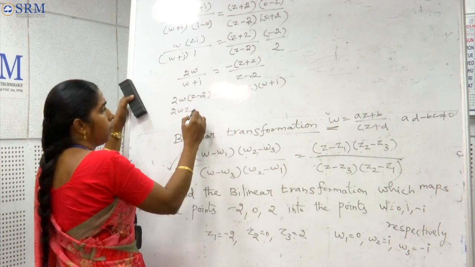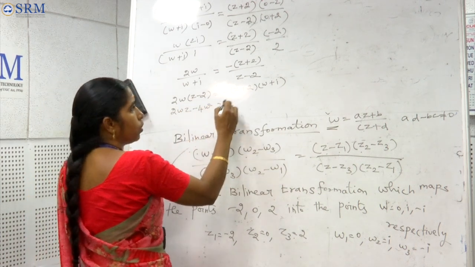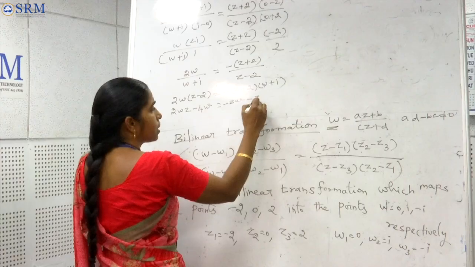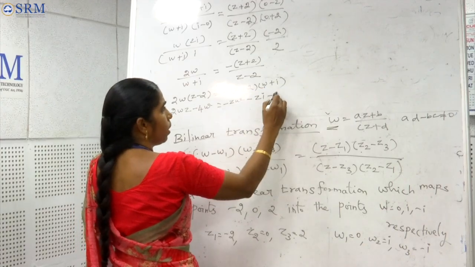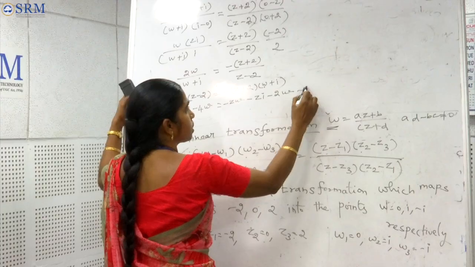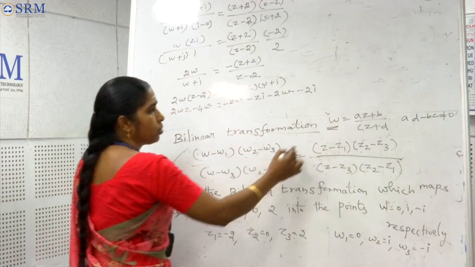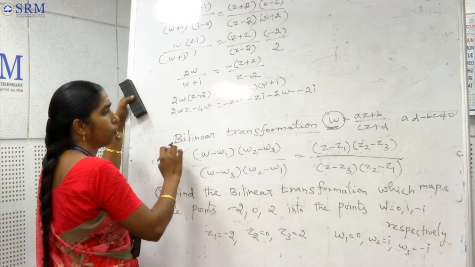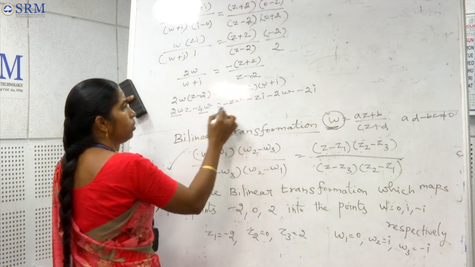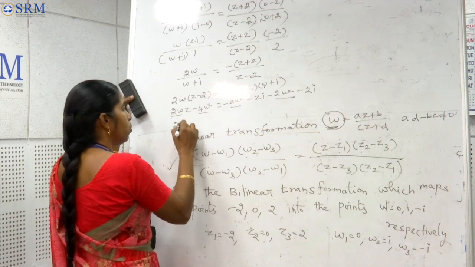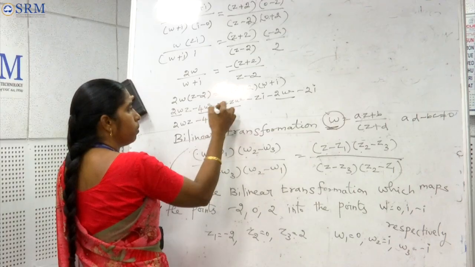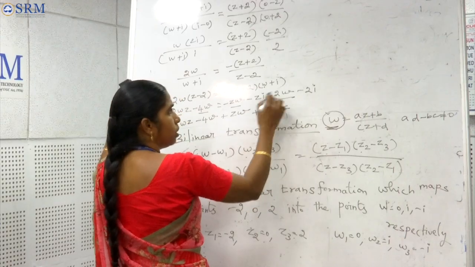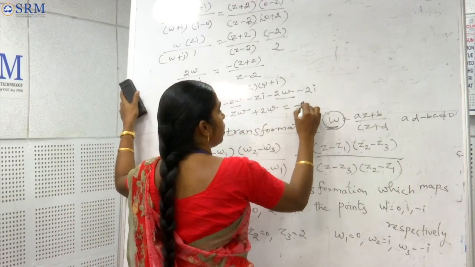Expanding: 2WZ minus 4W is equal to minus ZW minus Zi minus 2W minus 2i. For a bilinear transformation you want W on one side, with the remaining Z and constant terms on the other side. So 2WZ minus 4W plus ZW plus 2W is equal to minus i times Z plus 2.